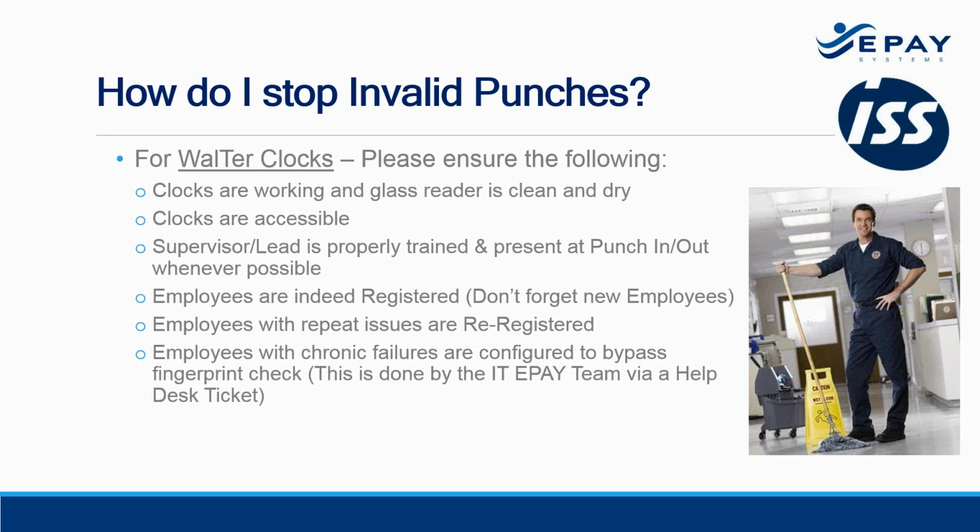Now, for Walter clocks, very simple. The number one reason they have invalid punches is simply more times something to do with the fingerprint. That's because the clock may not be working correctly, or the reader is not clean, it is not dry. We have to make sure that's happening. We have to make sure that all the clocks are accessible, that they're easy for the employee to get in and out of, not in a tight corner to clock in and clock out.